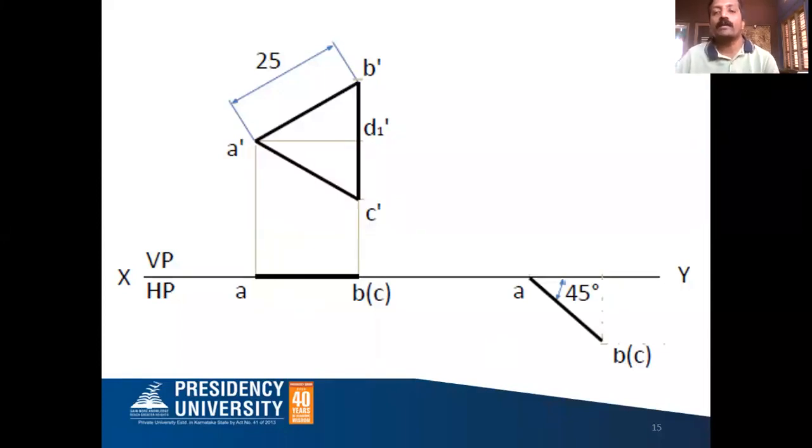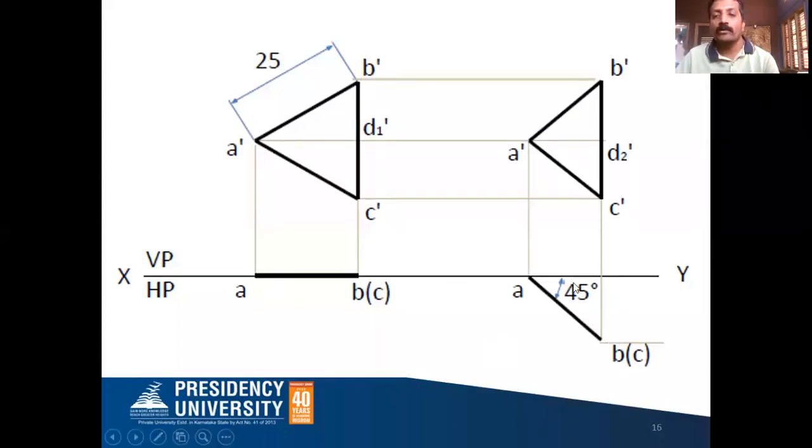Now coming to the front view, you draw the vertical projectors from all the points like this, and draw the horizontal projectors from all the previous top view as well as front view. Now coincide the points. A is here, A dash is here, this is A dash. B is here, B dash is here, this is B dash.